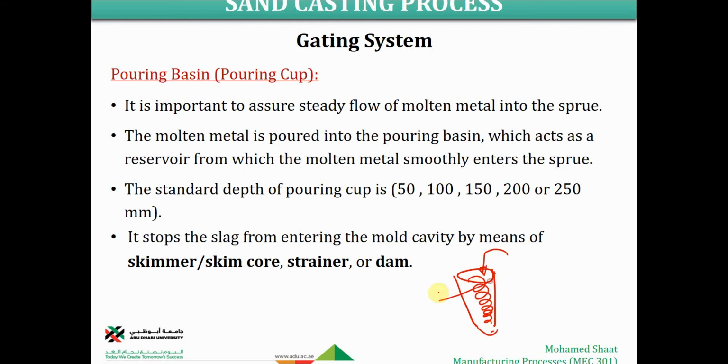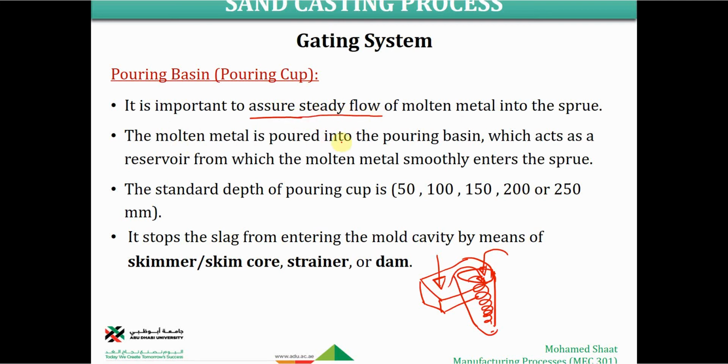But the other option to get rid of this problem is to build a pouring cup here and then pour the molten metal not directly into the down sprue. No, we pour it into the pouring cup. Then the molten metal will flow smoothly and easily into the down sprue to fill the mold cavity. So that's why it is important to assure the steady flow of molten metal.